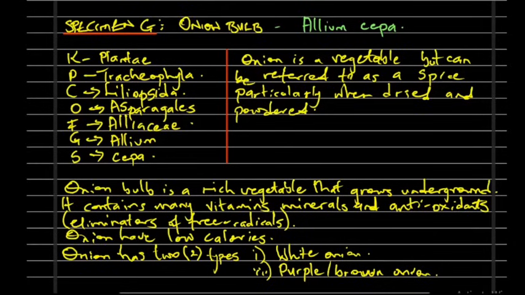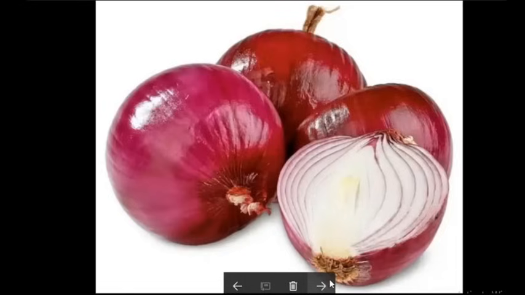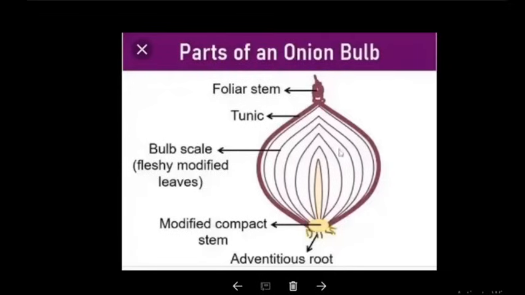So it is a bulb, and we see what it looks like. This is an example of the onion. You can see it. So this is the purple brown type that I'm talking about, and then we have the orange type, the white type as well. If you are told to draw a longitudinal section of the onion, this is what you are expected to draw, showing the foliar stem, the tunic, the bulb scale.